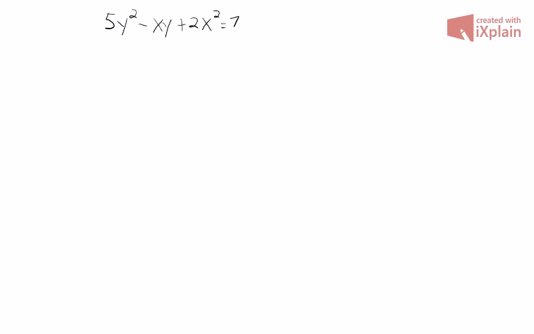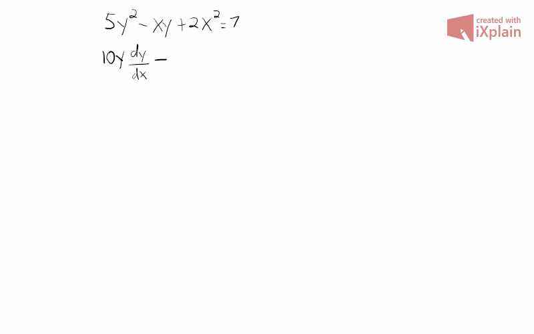So first, the derivative of 5y squared, okay, we multiply the 2 in front. 2 times 5 is 10. Decrease the power on the y to a 1. And then since that was a y, we multiply by dy over dx.